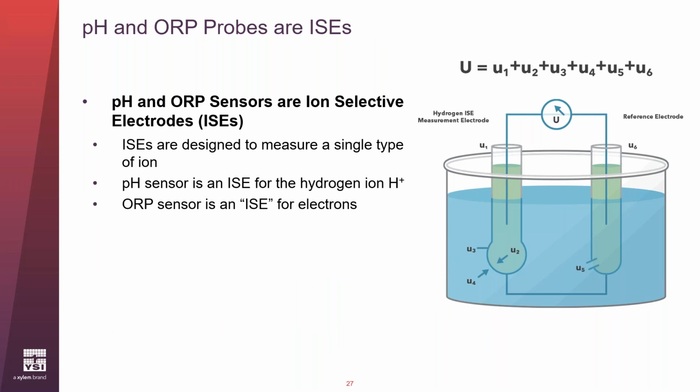So pH and ORP probes are ISEs, ion selective electrodes. As a quick reminder, they're both ISEs, and this diagram of potentials and the Nernst equation is used with practically all of them. ISEs are designed to measure a single type of ion. The pH probe is just an ISE for the hydrogen ion. The ORP probe is an ISE for electrons, so to speak. So you may be wondering, how does the instrument know the difference between which ion is being measured? It comes down to the bulbs on the sensing portion of the electrode.